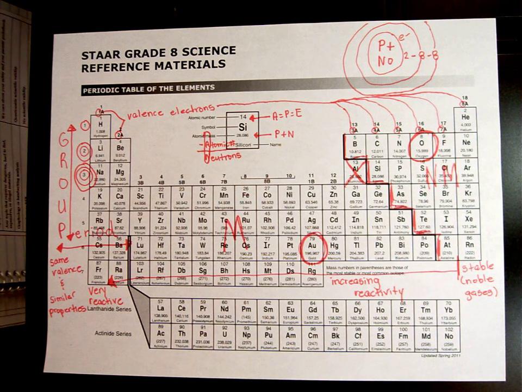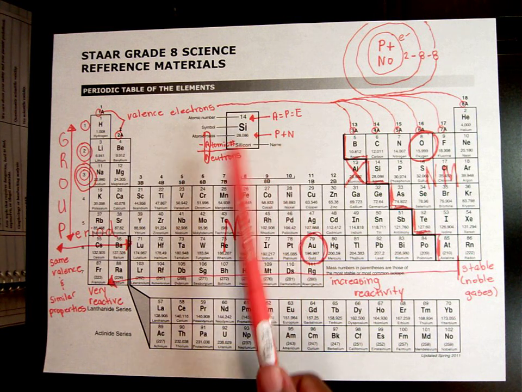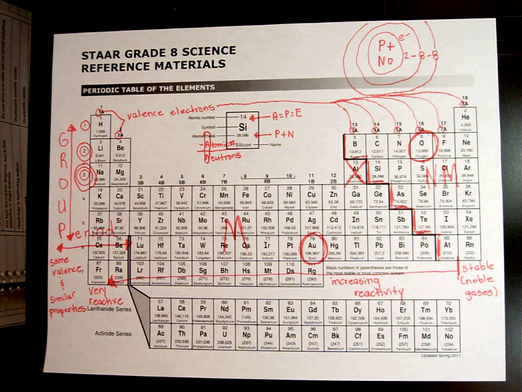So there you have it. This shows you the parts of the atom, how to figure out protons, neutrons, and electrons, how to figure out where metals, nonmetals, and metalloids are located, what groups and periods tell you, how to figure out valence electrons, how to figure out reactivity, and how many rings each atom has. So make sure that you practice with this, and good job.